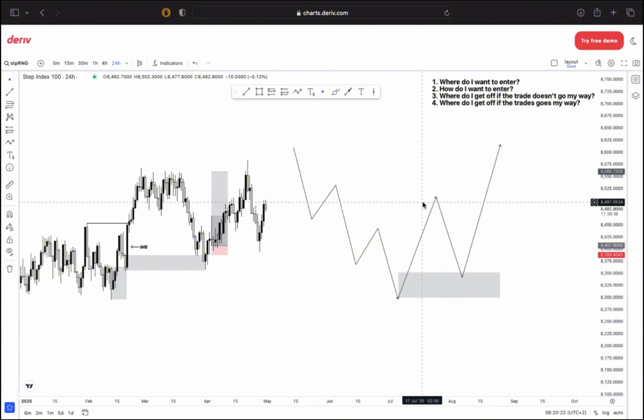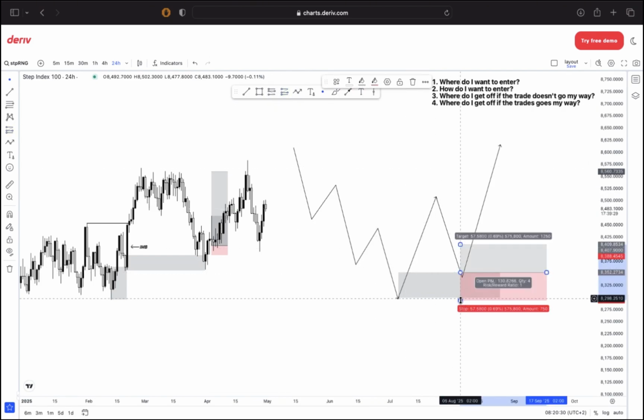Now, where do you want to get off if this trade doesn't go your way? Now, you would be placing your stop loss below this particular demand zone around this area here. Why? Because that's where the big fund institutions would have had some interest in driving price to the upside.